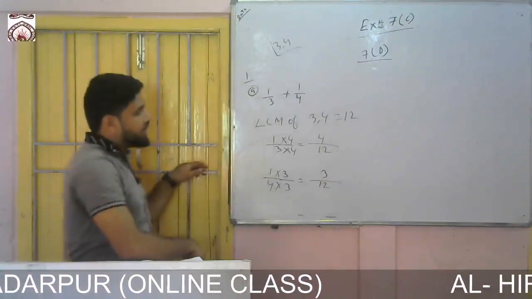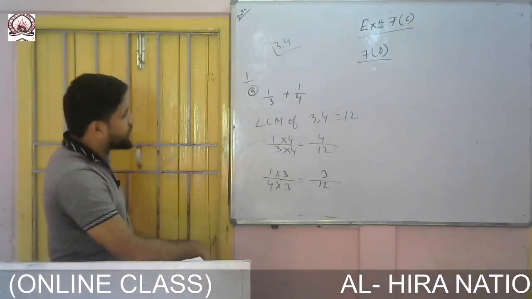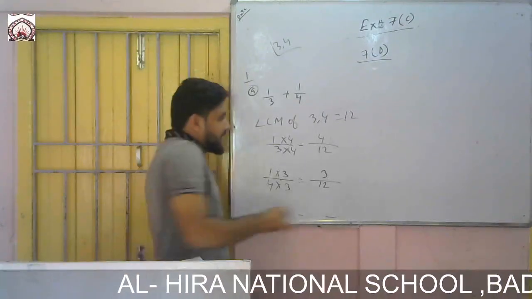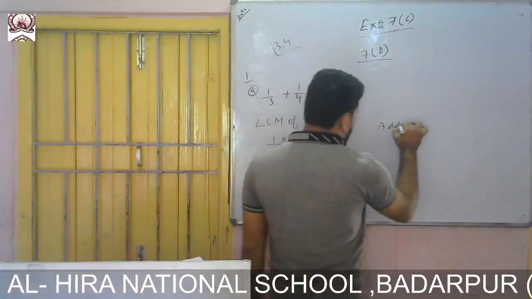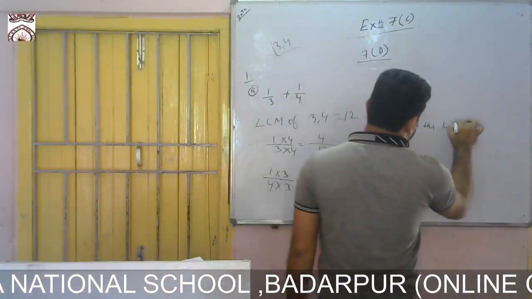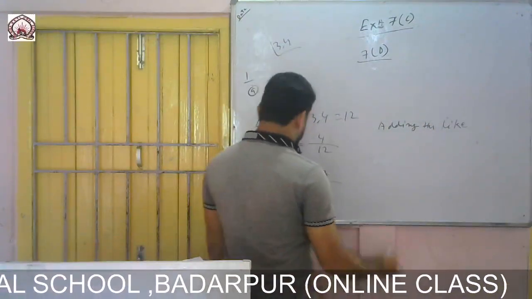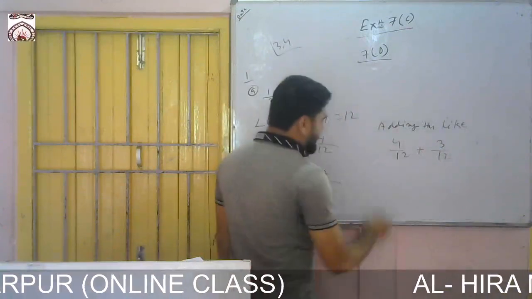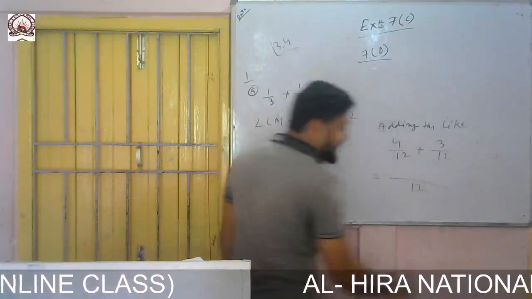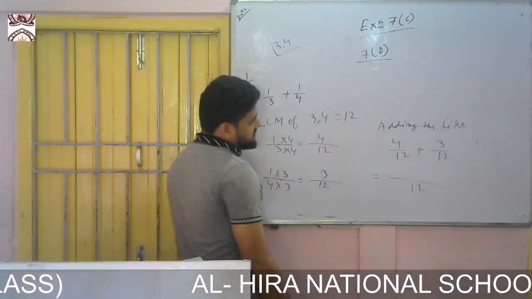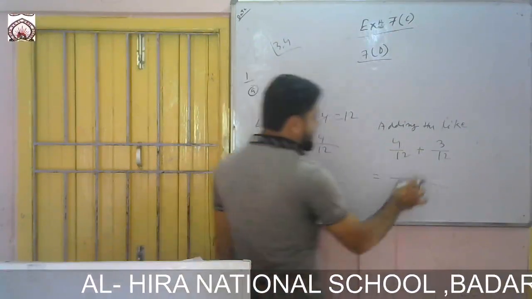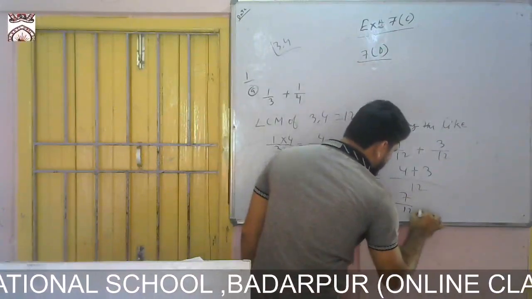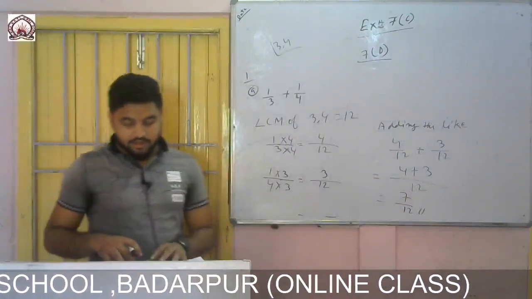Now you see 4 by 12 and 3 by 12. Now both are like fractions. Now adding the like fractions: 4 by 12 plus 3 by 12. Since the denominator is the same, I can take 12 as the LCM, and I can write directly 4 plus 3. So 7 by 12 is the answer. 7 by 12 is the required answer.